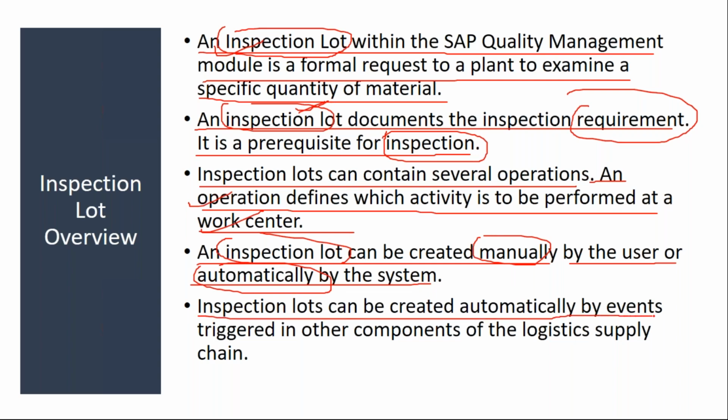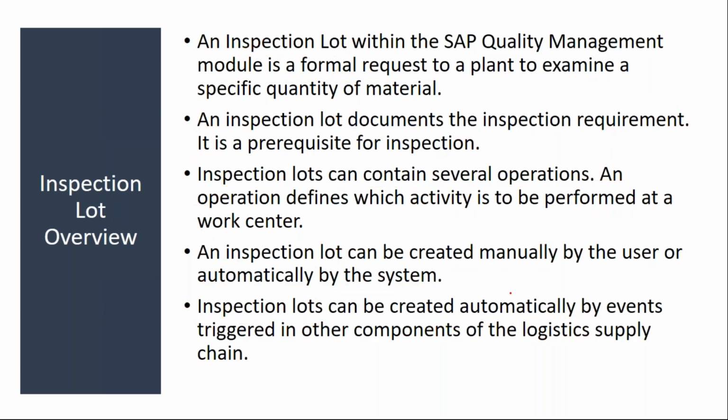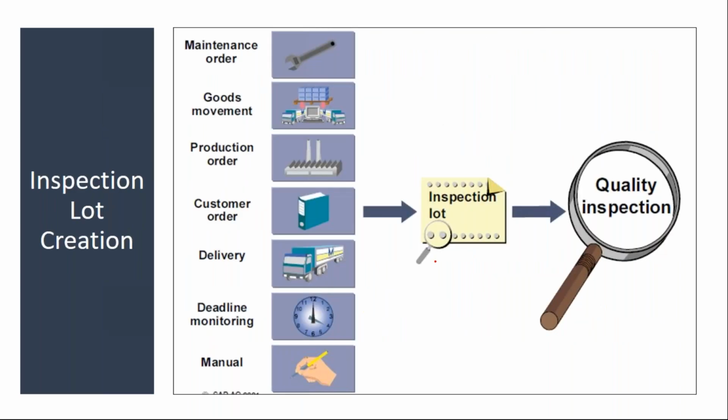Inspection lots can be created automatically by events triggered in other components of the logistics supply chain. Normally in other areas like purchasing, inventory management, production, or sales, when they perform some actions, these lots can be created automatically, or if required you can create it manually also. For example, in the materials management module, when they receive the materials from the supplier and do the GR, the system will generate a lot to perform the quality inspection.